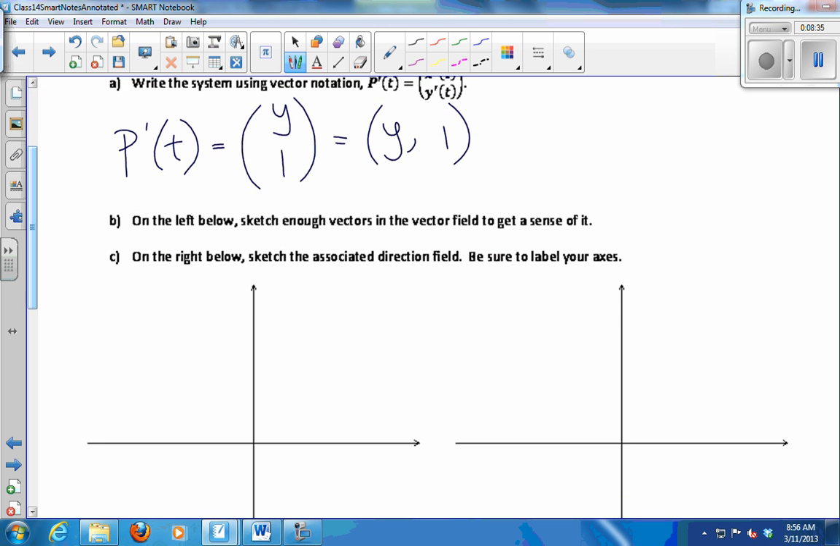Okay, so it's 0, 0. Plug in 0 for x and 0 for y in here. So I get 0, comma 1, which is a vector that points straight up. Unit length. At 1, 0, 1 for x, 0 for y, I get 0, comma 1 again. In fact, all along the x-axis, I'm going to get 0, comma 1.